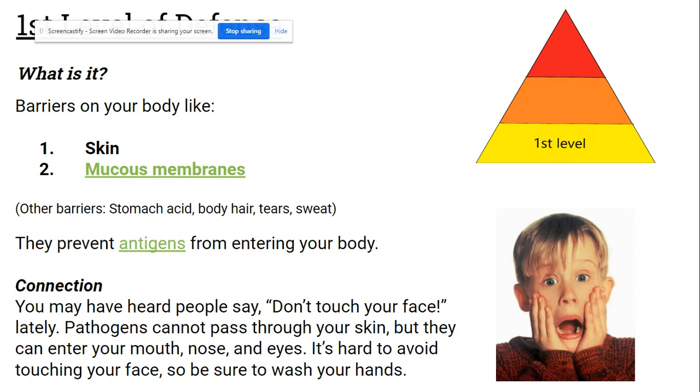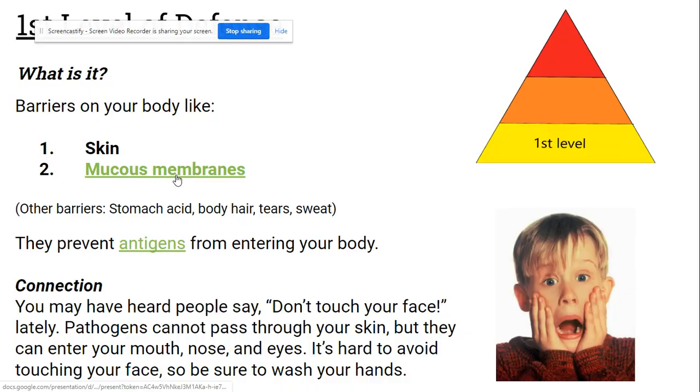So, pathogens can't pass through your skin, but they can enter through your mouth, nose, or eyes. And since it's so hard to avoid touching those parts, that's why people say just don't touch your face. Obviously it's really hard to; I've already touched my face several times throughout just the past 30 seconds. That's why it's so important to wash your hands properly, because inevitably you're going to touch your face with your hands. So just wash your darn hands so you don't have to worry about it.